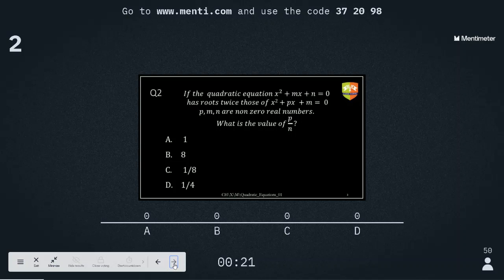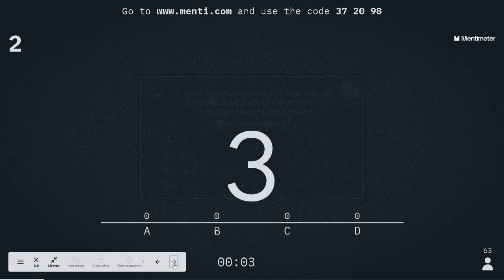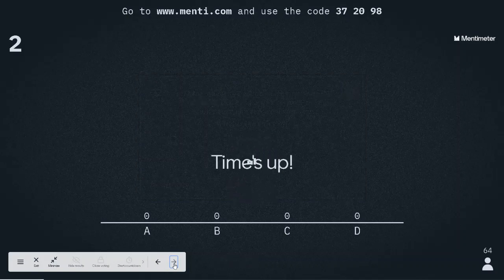Okay, so I think you would have got it by now. Very straightforward. If you know the concepts, very, very straightforward. Okay, very good. So let us see who has done what.